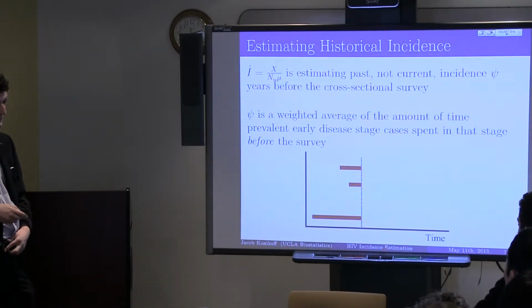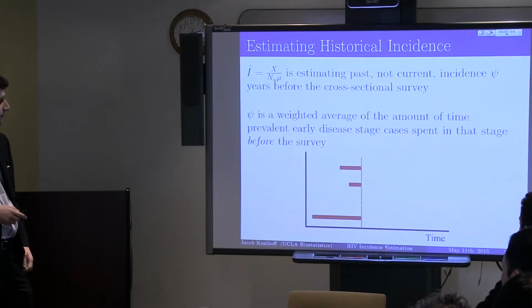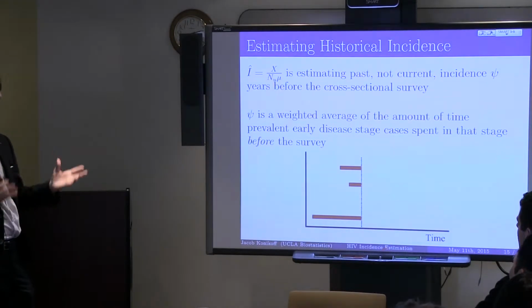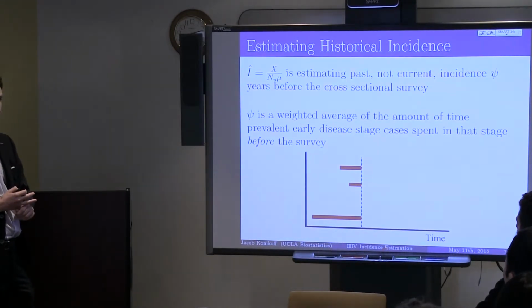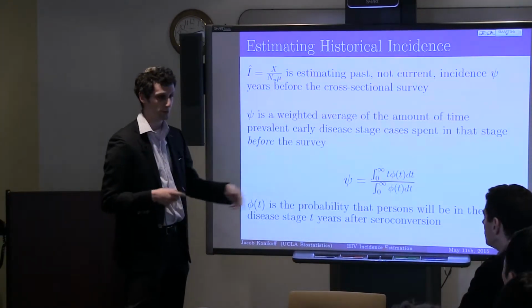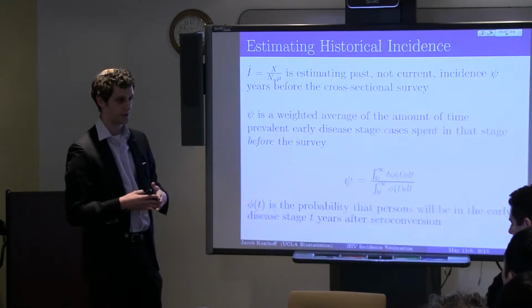Maybe I should let you finish the sentence, but because the psi doesn't have an index, I was thinking you're talking as if it could be different for different people. Psi is the weighted average for the population. It's a population level parameter. But the phi of t is also a population parameter, but that's going to be made up of each individual person, who will spend a different amount of time in the early disease stage.